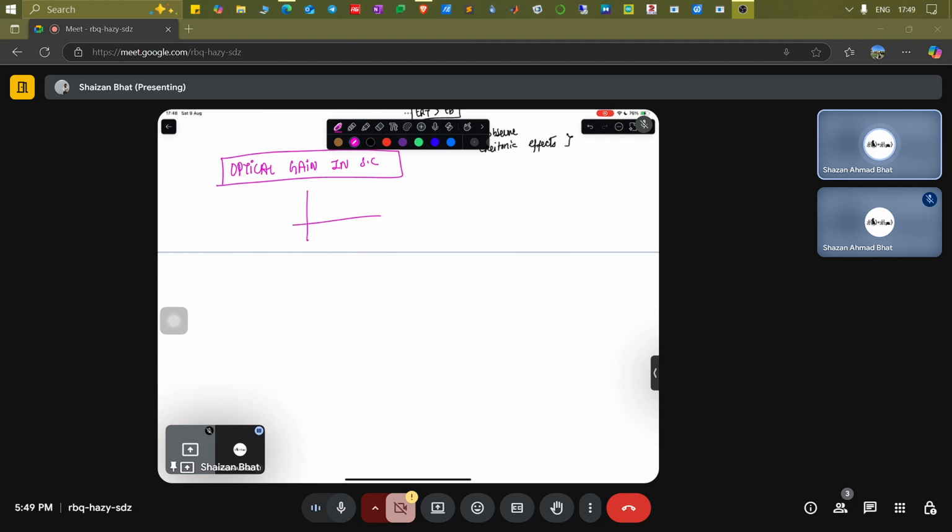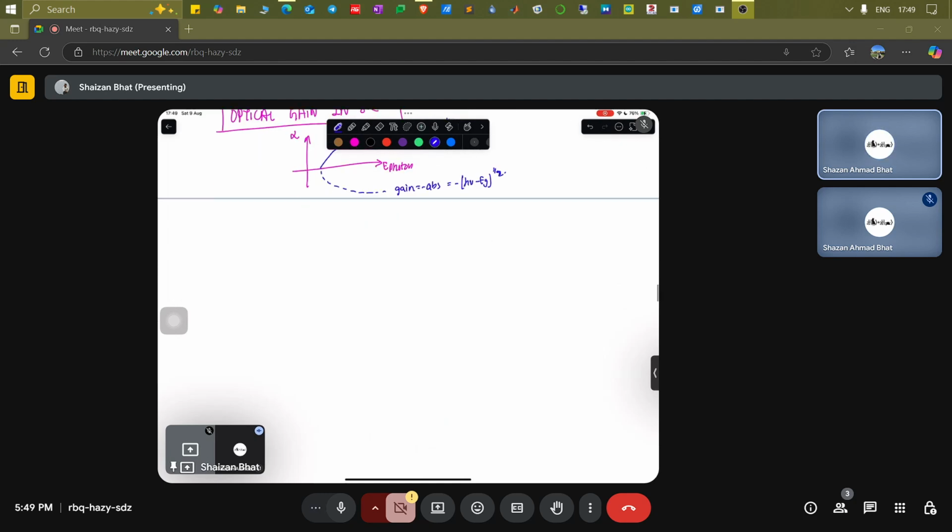Okay, so if you have absorption versus the photon energy, just like this curve, which represents absorption, it's directly proportional to the square root of (h nu minus Eg). Then if you draw the opposite curve, this will represent gain. So gain is basically the negative of absorption, so you can write it as negative of the square root of (h nu minus Eg). That's as simple as that.